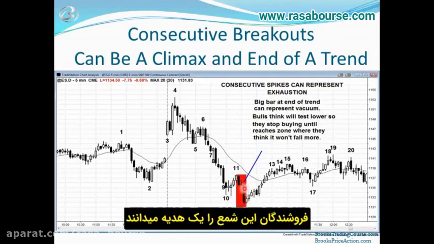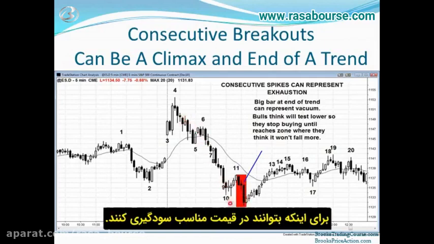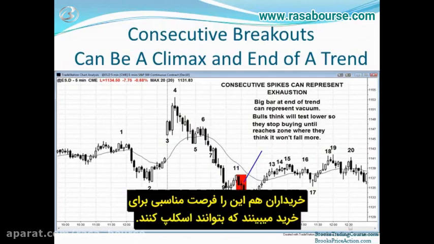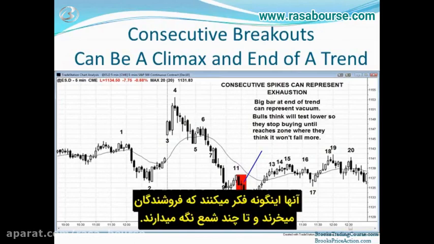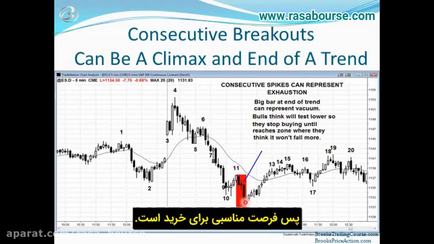Bears will see it as a great gift, an opportunity to take profit on their shorts at a great price. Bulls will see it as a great opportunity to buy for a scalp. They'll assume the bears will buy back their shorts and not look to sell again for many, many bars. So it's a great buying opportunity.